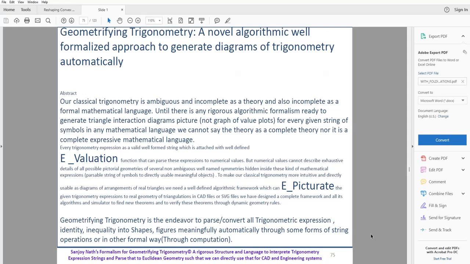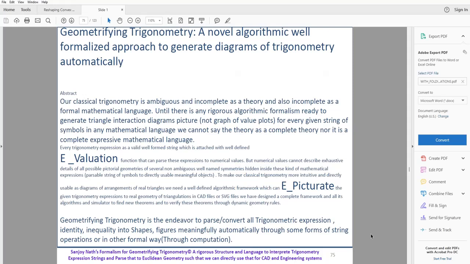Graph value plots, like the sine wave or cosine wave, are not going to give you the real construction of the building. The real construction of a building is a bunch of line segments, the beams and columns that you see with your naked eyes. These are the real geometry hidden inside the trigonometry expressions. Even music is generated from a bunch of line segments.